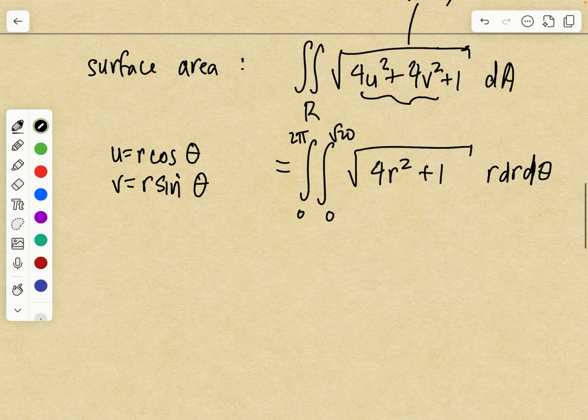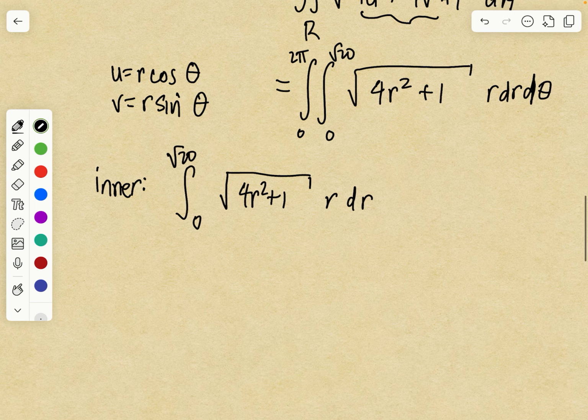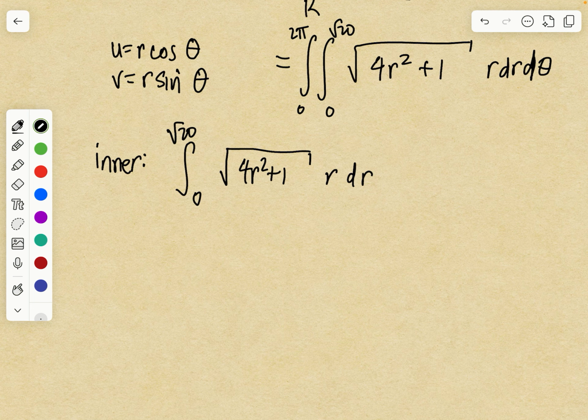Now we just need to do this integral. Let's do the inner integral, from 0 to root 20 of the square root of 4r squared plus 1 times r dr. I'm going to do a substitution, u equals 4r squared plus 1. Then du is 8r dr, and I have an r dr, so I divide both sides by 8 and get 1/8 du is r dr.